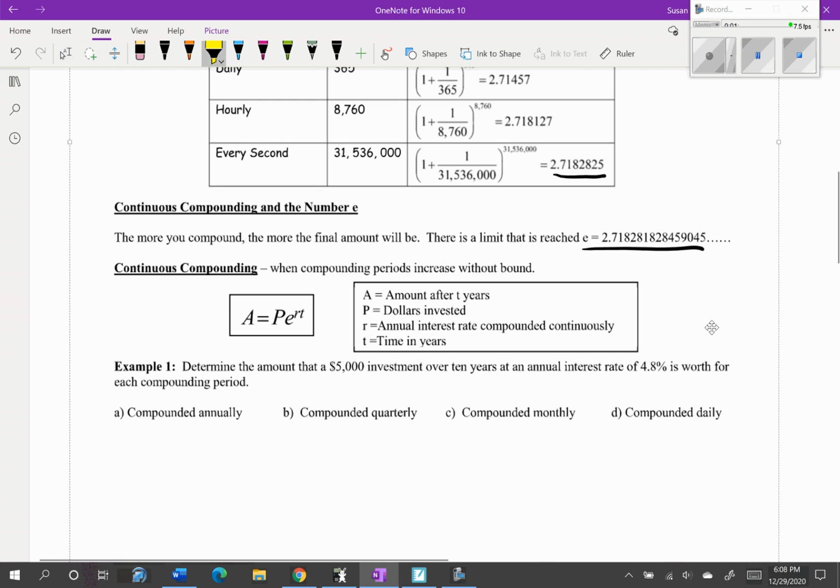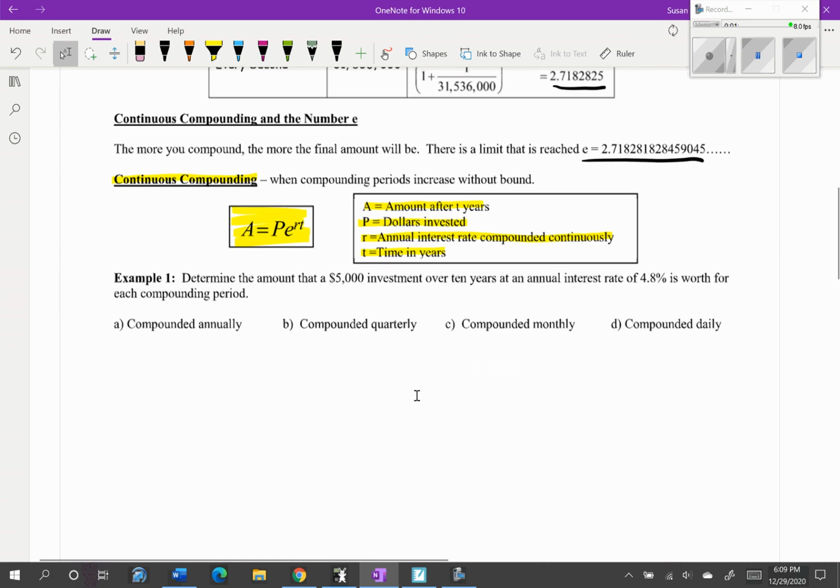Continuously compounded are the keywords for using the A equals Pe to the rt formula. So when your compounding periods increase without bound, A is the amount after t years, dollars invested is your P, r is the annual interest rate compounded continuously, and t is the time in years. Of course, e is just a number, so you're not plugging anything in for e. It's not a variable that you're plugging something into.